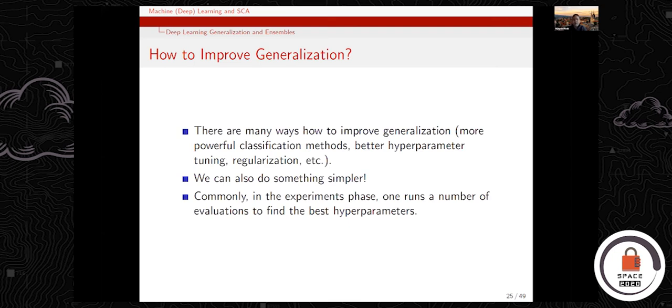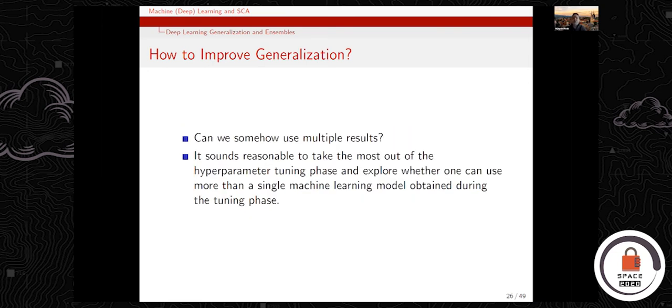Well, obviously, when you are doing your, let's say, machine learning experiments, there are a lot of experiments you want to do before you select your best experiment. And what do we then do with all the other experiments? Well, we just discard them. We say, well, this is the best one. All the others are not as good. So let's just discard them. But why don't we just combine all those results?